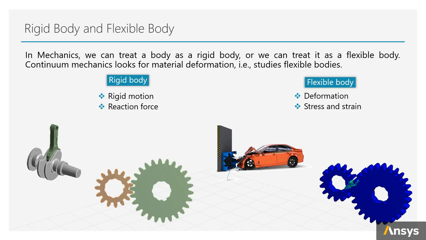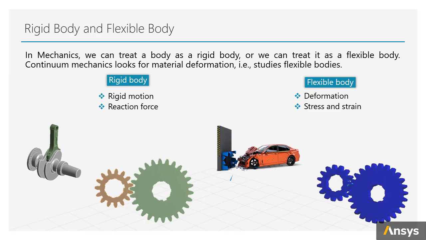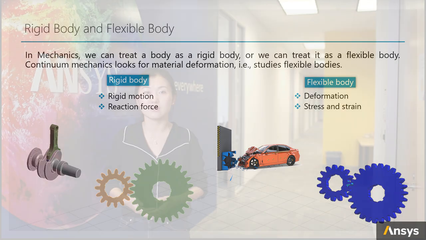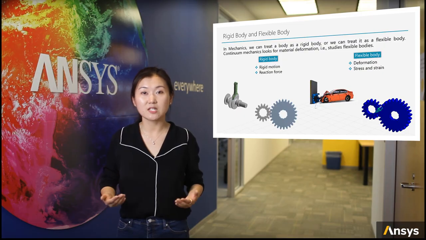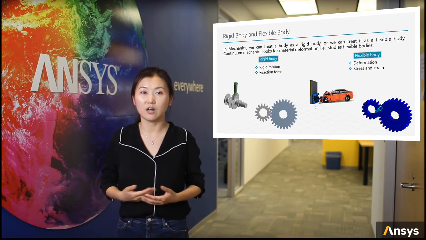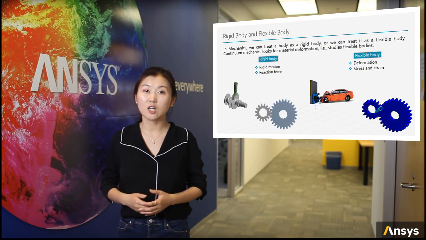On the other side, when a body is treated as a flexible body, we look for material deformation of the body under external loads. For example, the deformation of a car after a strong impact, or the gear teeth deformation caused by contact between different gears. For most of this course, we treat bodies as flexible bodies and look for deformation of them. With the scope of this course defined, now let's get started.